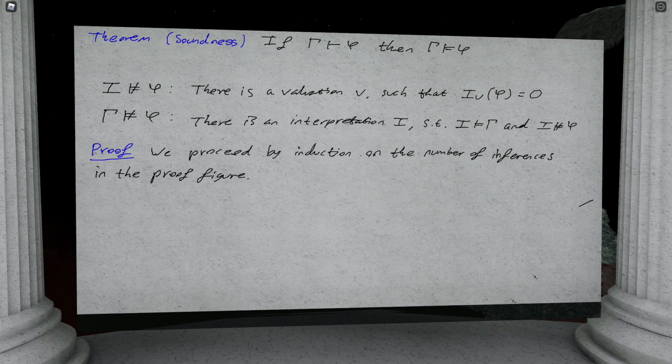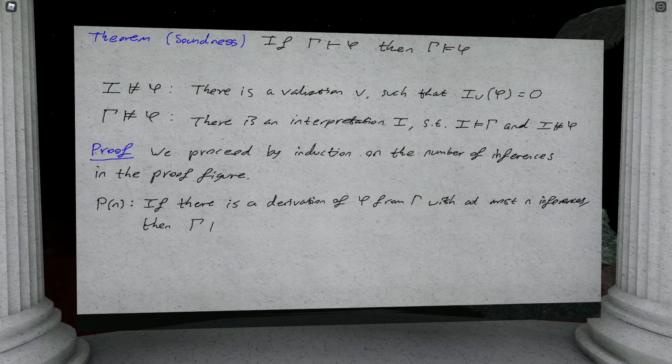I'm actually proving this statement, which I'll parameterize by n. The statement P of n is: if there is a derivation of phi from gamma with at most n inferences, then gamma entails phi. And so we're seeking to prove this statement for all n.